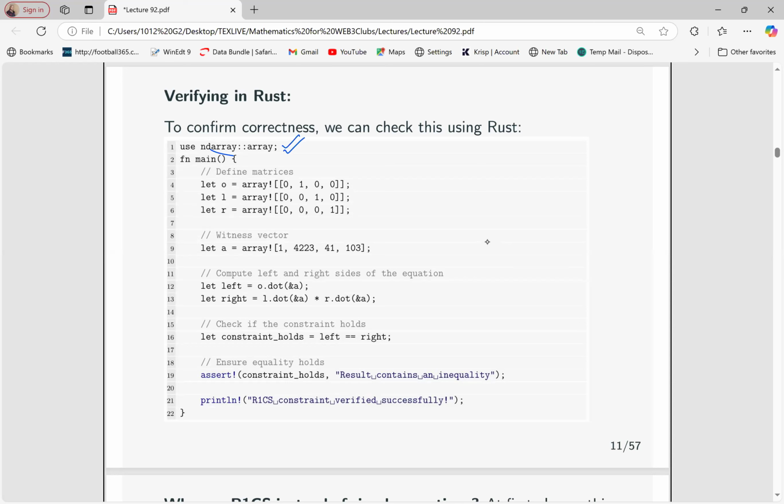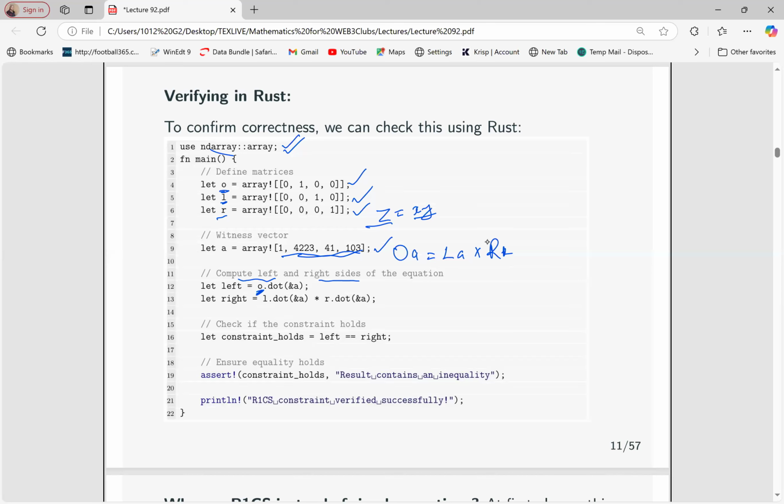And then I have the main function, just defining our O as this matrix, our L as this matrix, and R as this matrix. And then the witness, the guy has given us this witness. I put it there. So once I put it there, I'm telling this Rust code to now compute for me the left and the right sides of the equation. Remember the equation was Z is XY. So I wanted it to compute for me the left side and the right side. But of course, it's not using this. It's using the left side is O times A, and the right side is L times A multiplied by R times A.